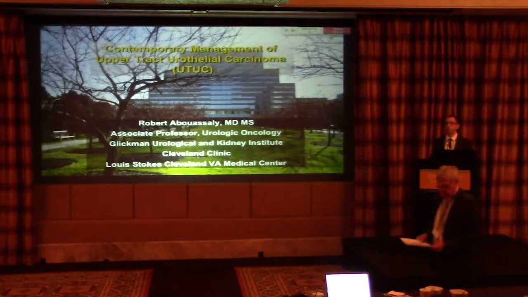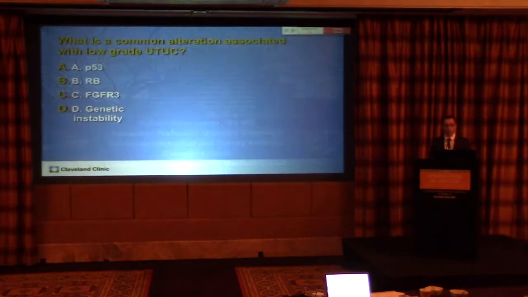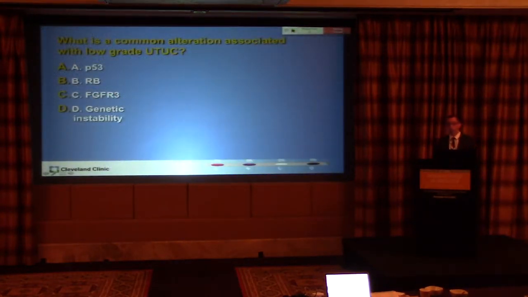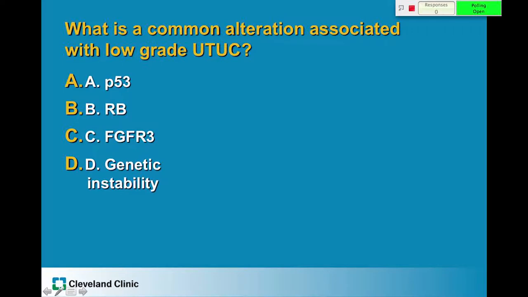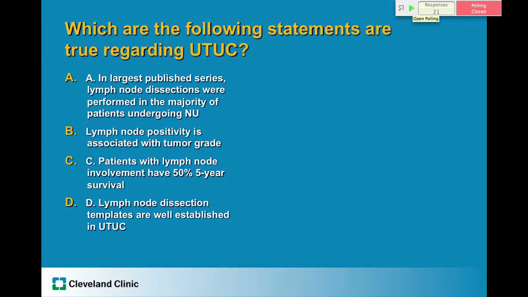So I'll be talking about upper tract urothelial carcinomas, and I do have a couple of audience response questions. What is a common genetic alteration associated with low-grade upper tract urothelial carcinoma? P53, retinoblastoma, FGFR3, or genetic instability? P53 is the answer. Okay, we'll see if that is the case.